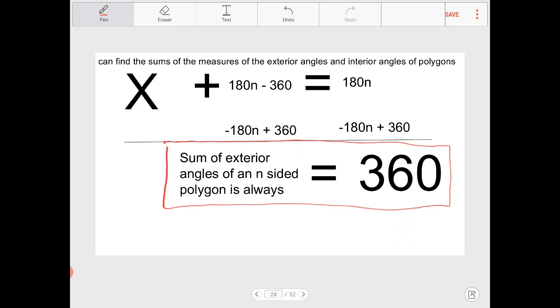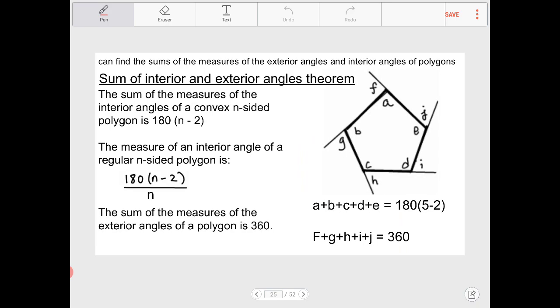That is pretty remarkable. This is going to be a constant regardless of what shape you have. All right, so now with that understanding, we can maybe take it a step further. The sum of interior and exterior angles theorem, which is what we're going to try and get to: the sum of the measure of the interior angles of a convex n-sided polygon is given by this equation here. It's 180 times n minus 2. The measure of an interior angle of a regular n-sided polygon can therefore be given by this formula here.